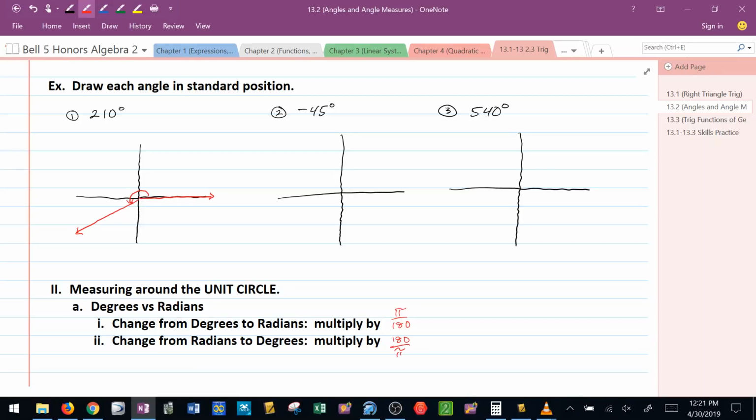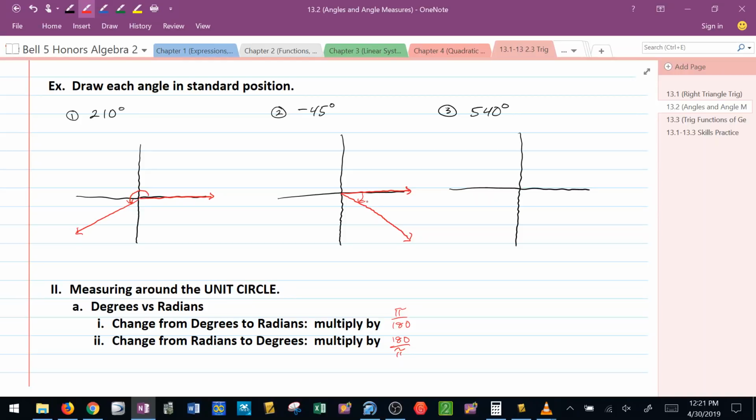Okay, how about negative 45 degrees? Well, that would give me an initial side at the positive x-axis. But because it's negative, I'm going to move clockwise around. So negative 45 degrees is going to be somewhere around here. And I indicate that it's a negative 45-degree angle by drawing a little arrow there to represent how I moved from the initial side to the terminal side.